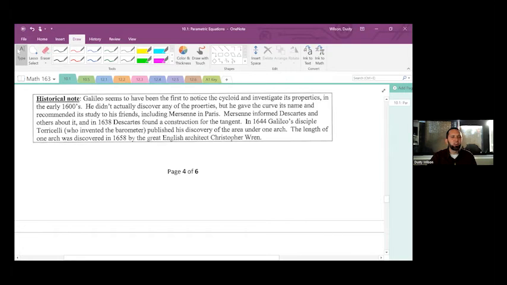And in 1638, Descartes found a construction for the tangent of the cycloid. In 1644, Galileo's disciple Torricelli, who invented the barometer, published his discovery of the area under one arch. And the length of one arch was discovered in 1658 by the great English architect Christopher Wren.